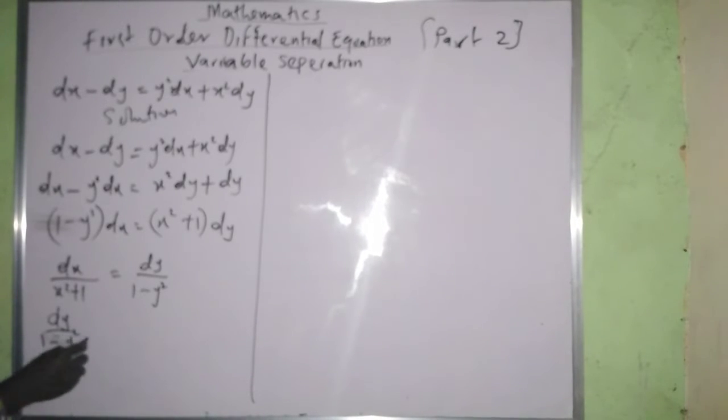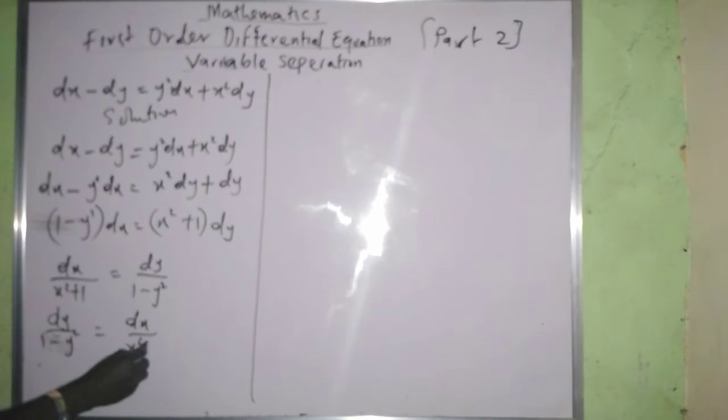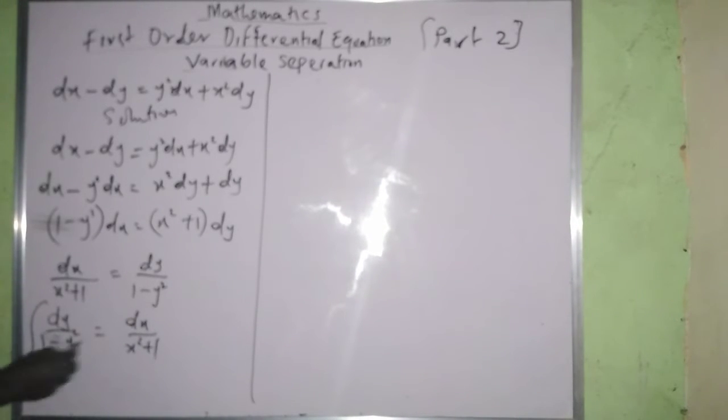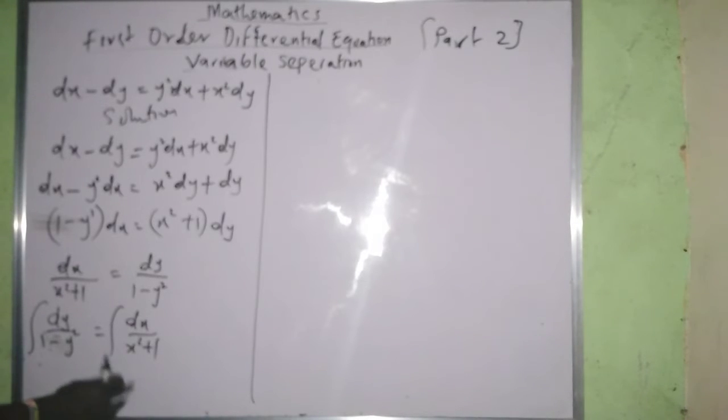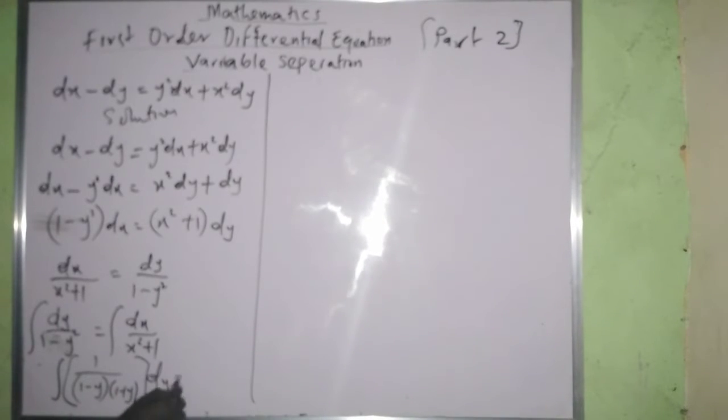Now let me arrange properly: integral of dy all over 1 minus y squared equals integral of dx all over x squared plus 1. Now I want to integrate. This one will give me a problem, so I can express this particular one as a difference of squares, 1 squared minus y squared, which gives integral of 1 divided by (1 minus y) and (1 plus y) bracket of dy equals integral of dx all over x squared plus 1. That is very important.